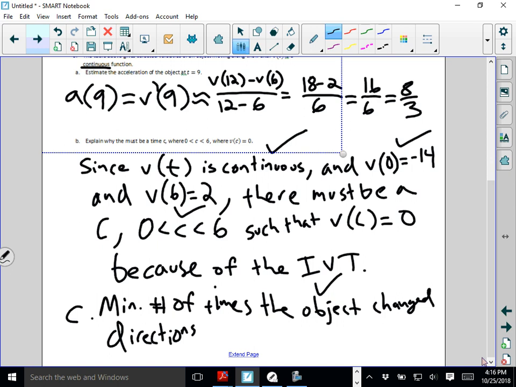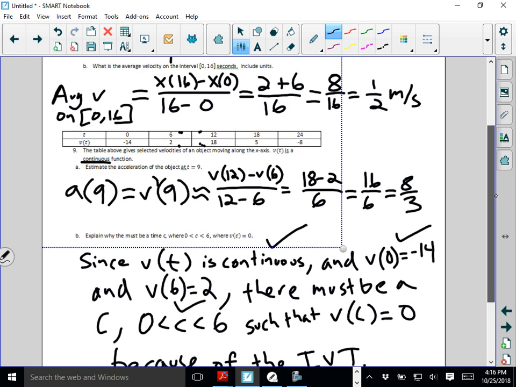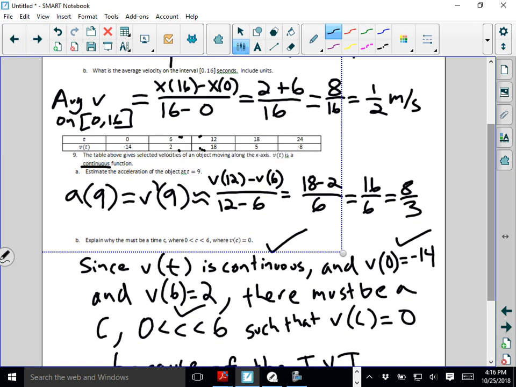So take a look back at the table, and let's say, where can we know for sure that we had to change signs? Well, take a look here. My velocity at 0 is negative. My velocity at 6 is positive. Because the function's continuous, I know I have to go through 0 and I have to switch signs somewhere on that interval. It might be more than once, but it has to be at least one time. So there's one place where I had to have changed directions.